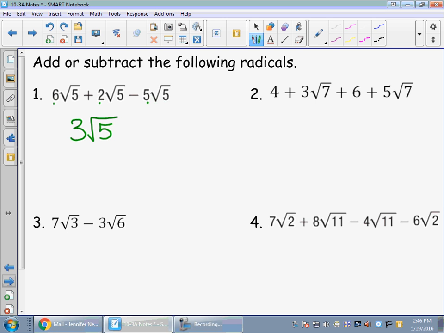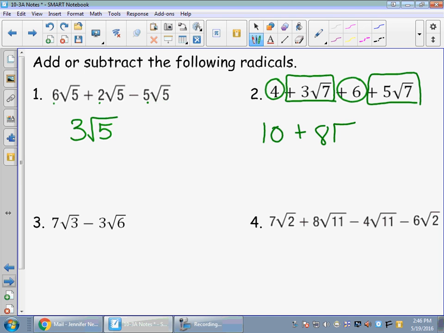In number 2, I'm looking at this and I have a couple different like terms. 4 and 6 are like terms. They're just whole numbers, but they're still alike. And then positive 3 root 7 and positive 5 root 7 are alike. So 10 plus 8 root 7. That's your final answer.